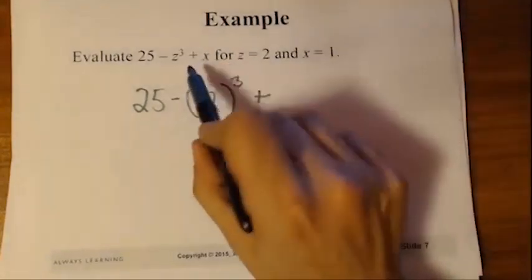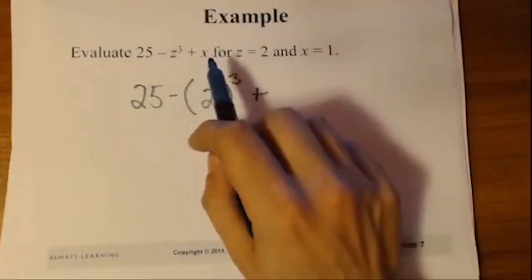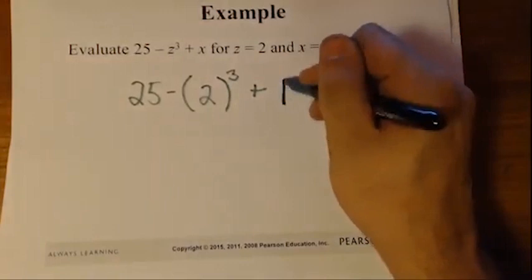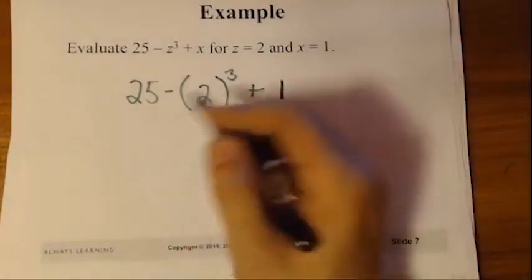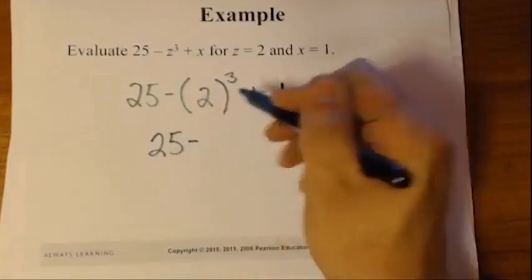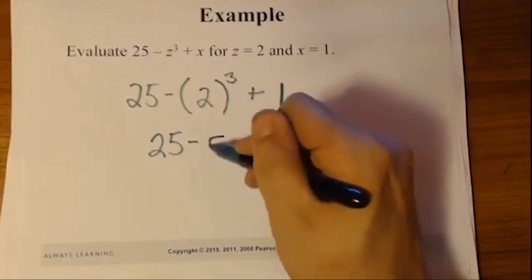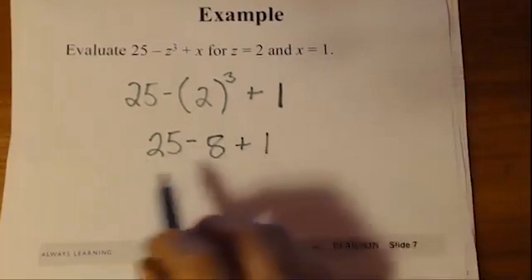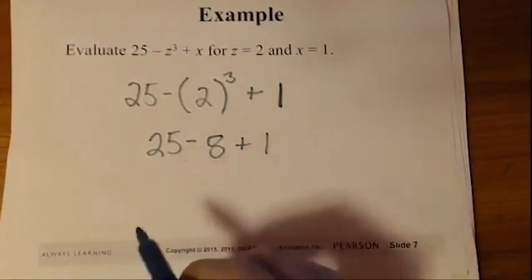Okay, we're still plugging in here. Sorry for the tangent, but it's for your own good. Plus x, x equals 1. So, order of operations says do this exponent. 25 minus 2 cubed is 2 times 2 times 2. That's 8. We have addition and subtraction left, so we hit it from left to right in the order we come to it.